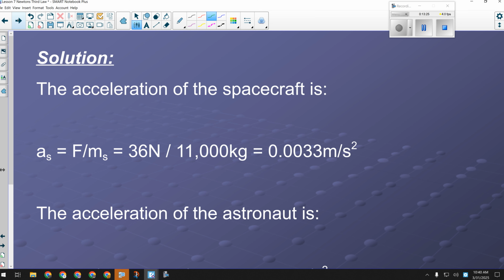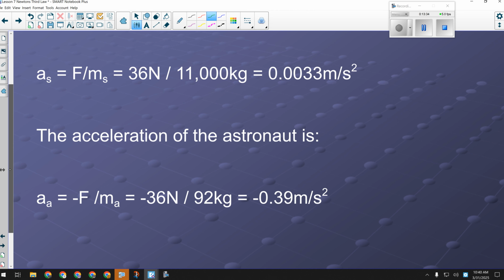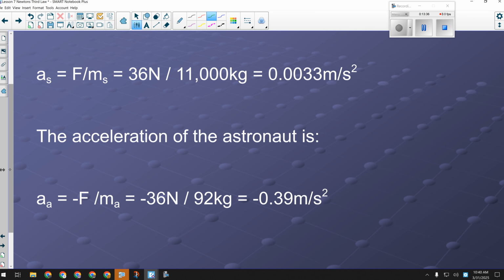Okay, we do the same thing with the astronaut, but in the opposite direction. The force on the spacecraft was positive. The force it exerts back on me as the astronaut is going to be negative. My acceleration is considerably larger, still not very big, but it's considerably larger than the one experienced by the spacecraft because of my smaller mass.